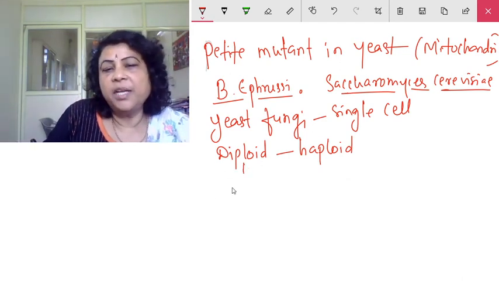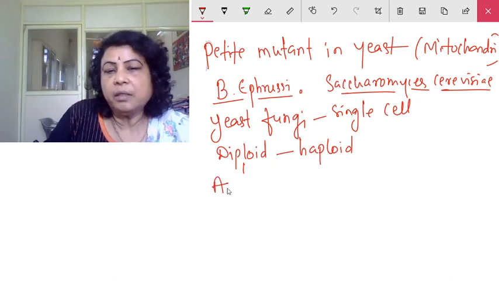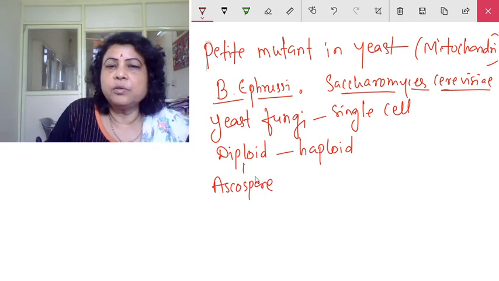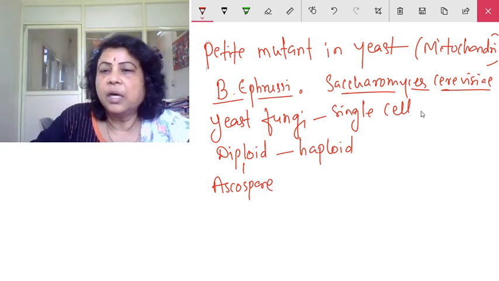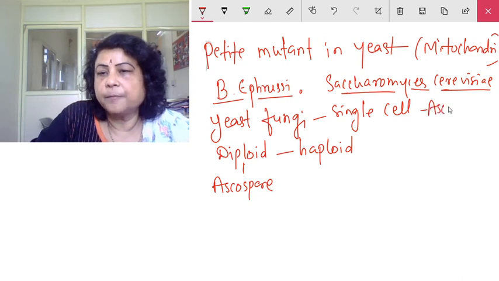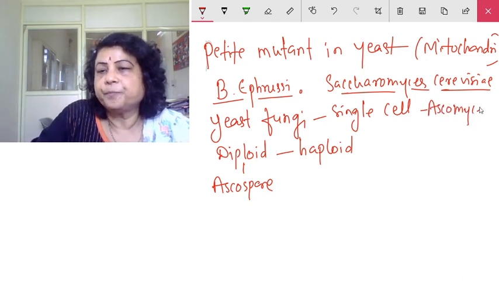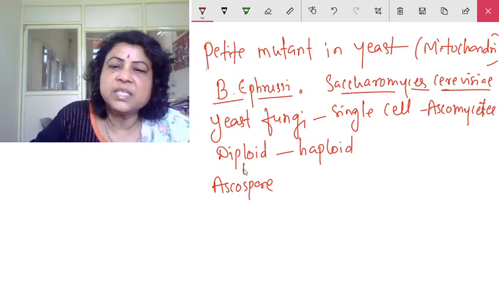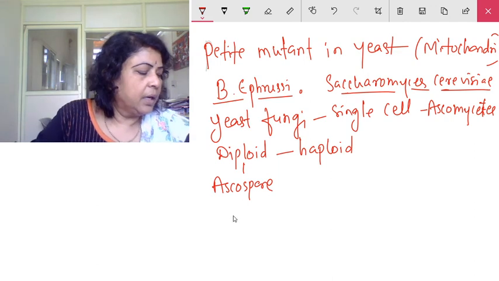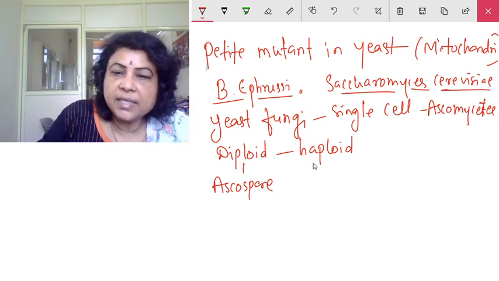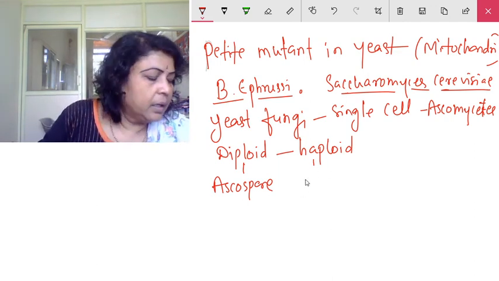This diploid reproduces by ascospores because it belongs to the ascomycetes. It reproduces by the ascospores, and this haploid reproduces by the isogametes.